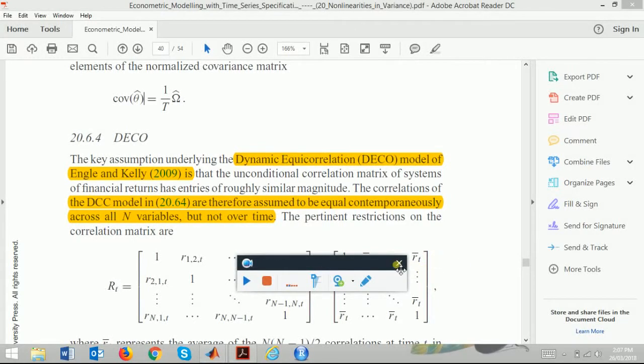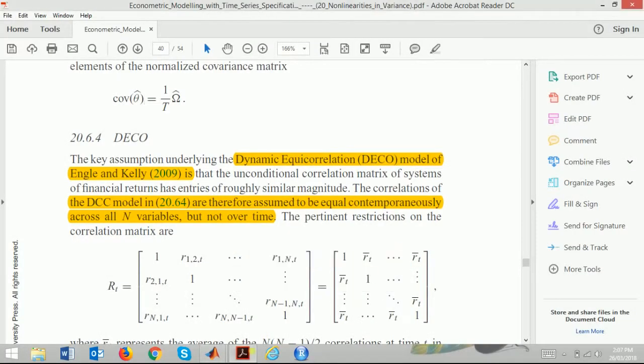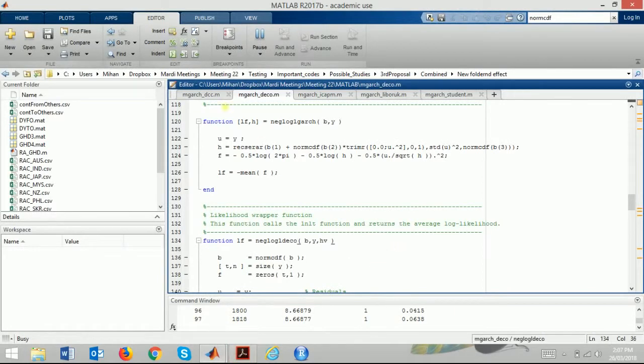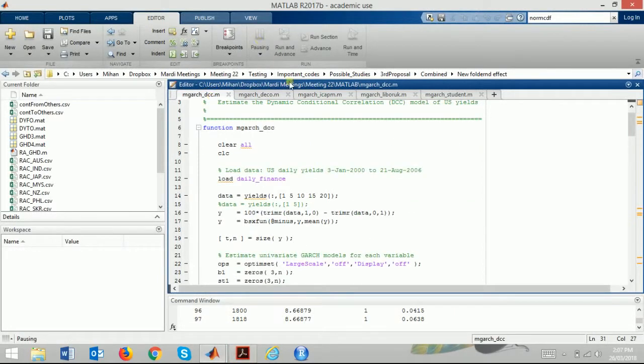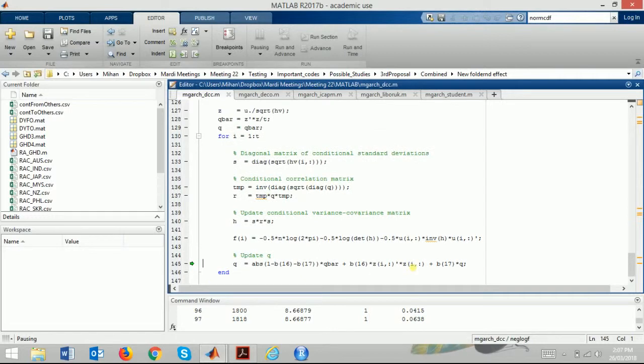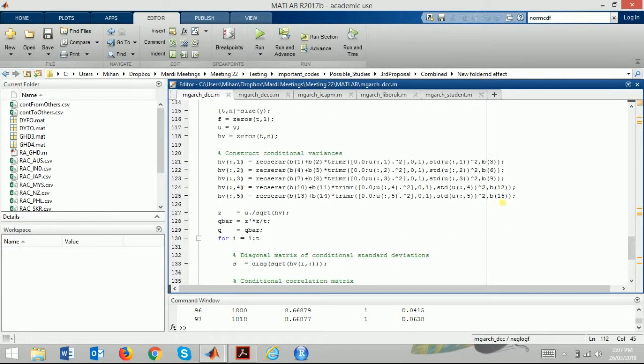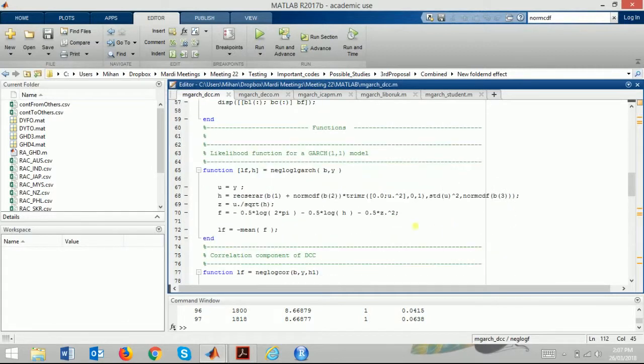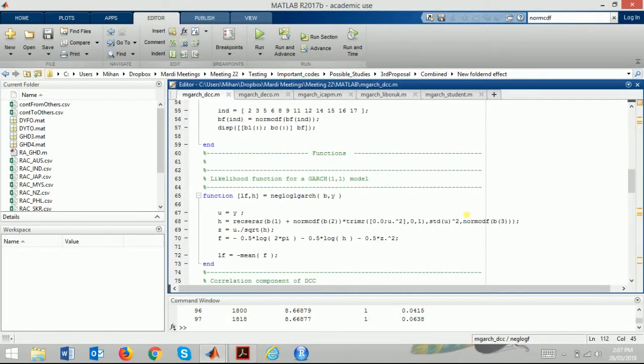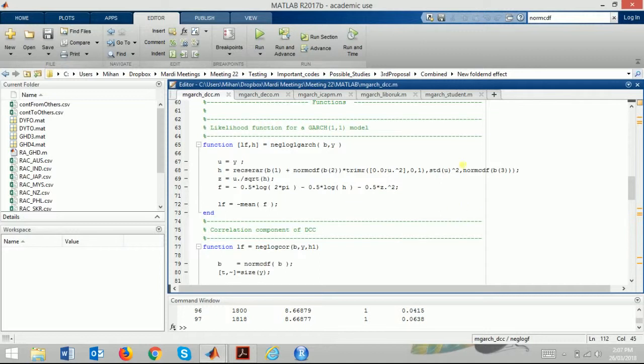So I've been struggling with the DCC and DECO models, but I think a very small amount of memorizing will make things easy. So we're going to go into the DCC model one more time, keeping in mind what we have learned up until now.